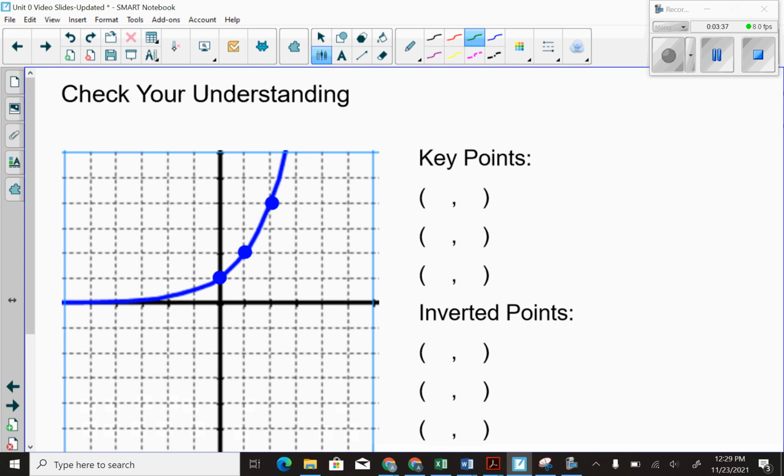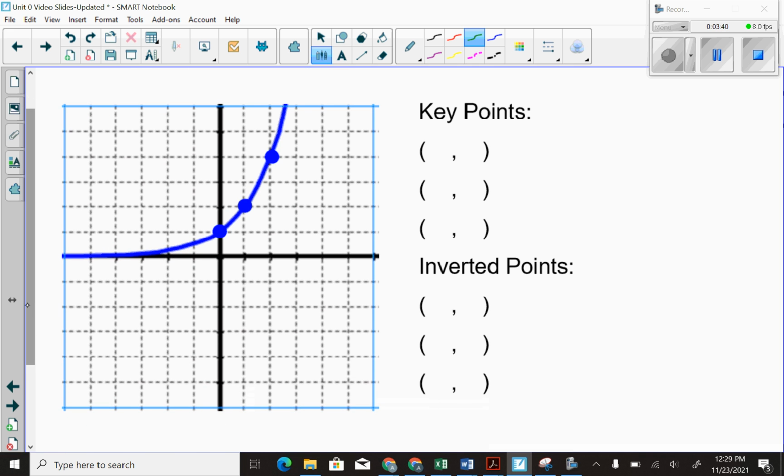I want you all to try finding the key points yourself and then inverting them to find the inverse. Some of these key points, we have (0, 1), (1, 2), and (2, 4). So our inverted points would be (1, 0), which would be here, (2, 1), which would be here, and (4, 2), which would be here.